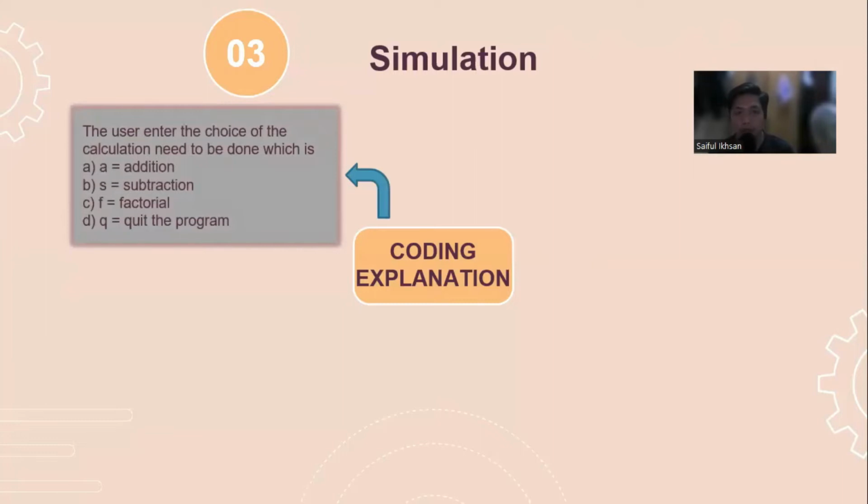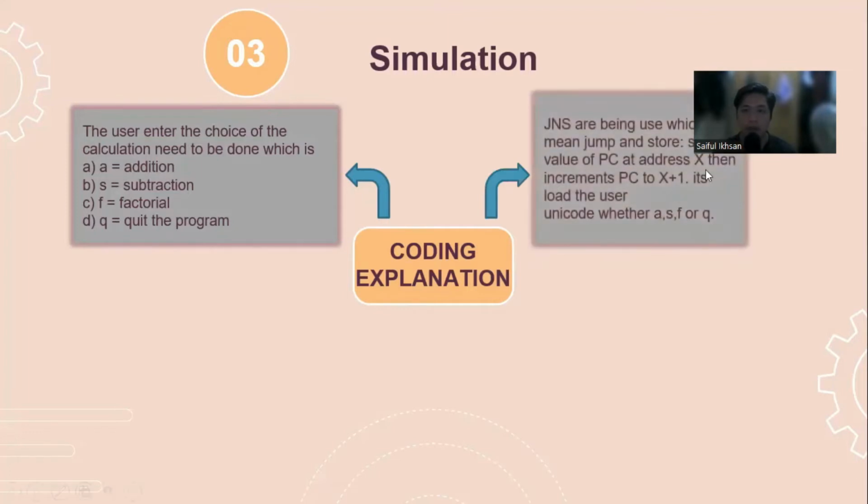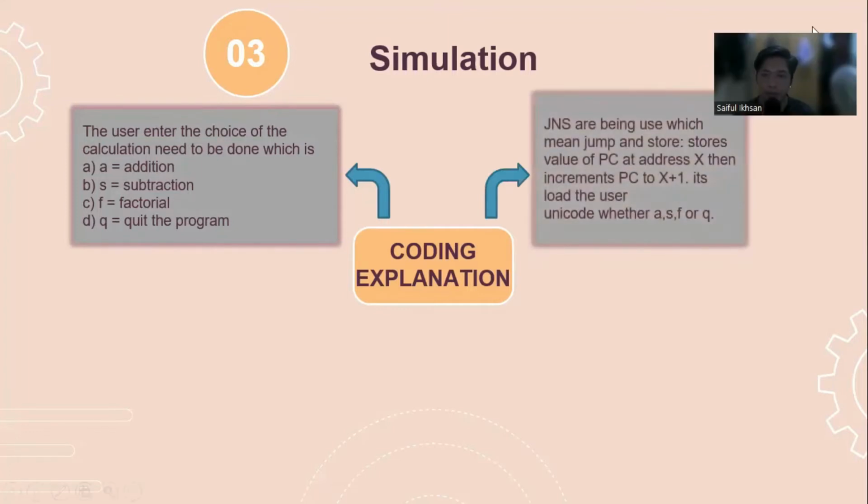The user can enter the choice of the calculation to be done, which is A for addition, S for subtraction, F for factorial, and Q to quit the program. Next, we have also used JNS, which means jump and store. That means it stores the value of PC at address X, then increments PC to X plus 1. It loads the user Unicode, whether A, S, F, or Q.